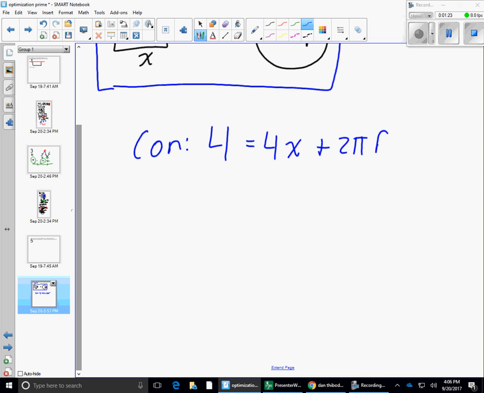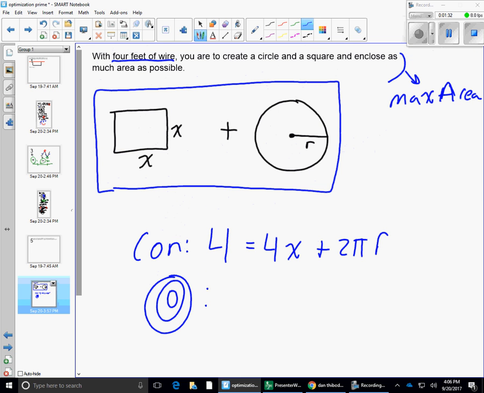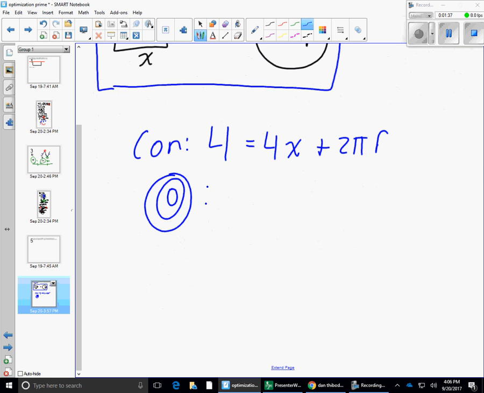Now let's talk about our target equation. So if we're talking about a target equation, it's going to be whatever we're targeting. And in this case, we're targeting the area. So let's say our total area, which we will refer to from now on as A, is going to be equal to, well, the area of the square, so x squared, plus the area of this circle, so pi r squared.